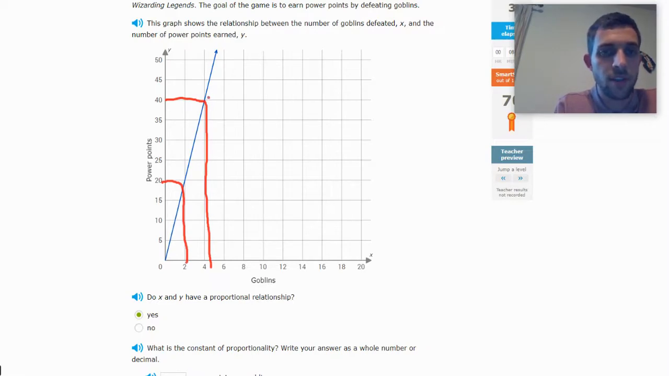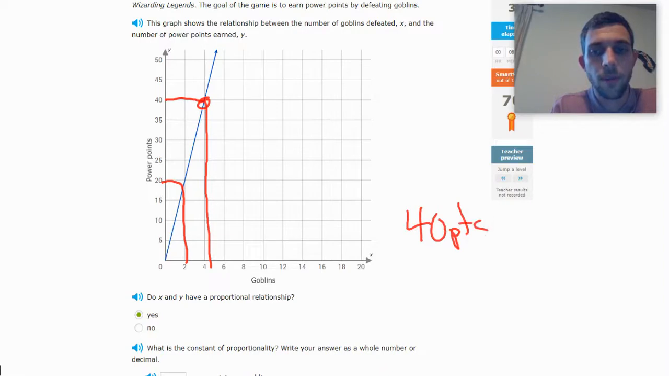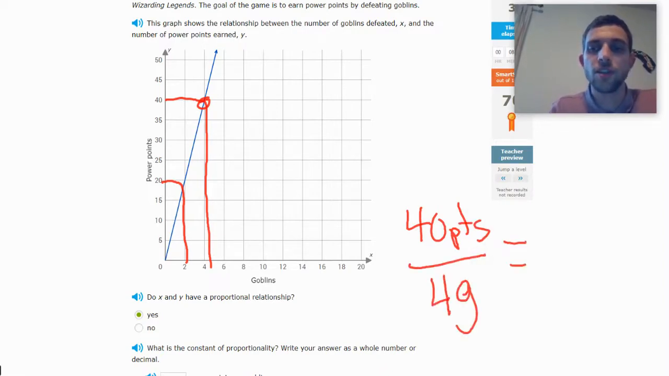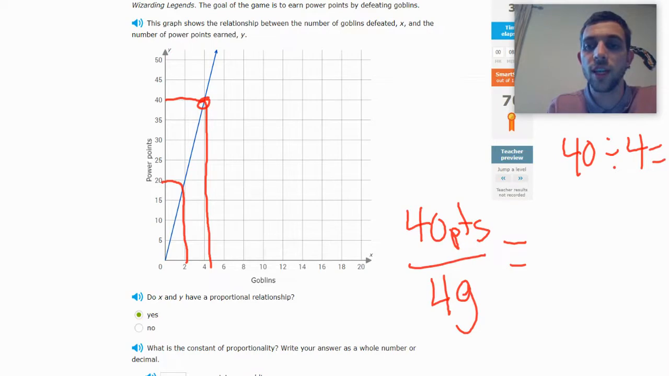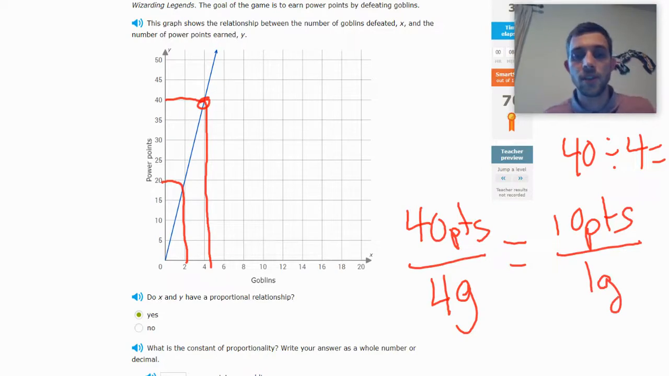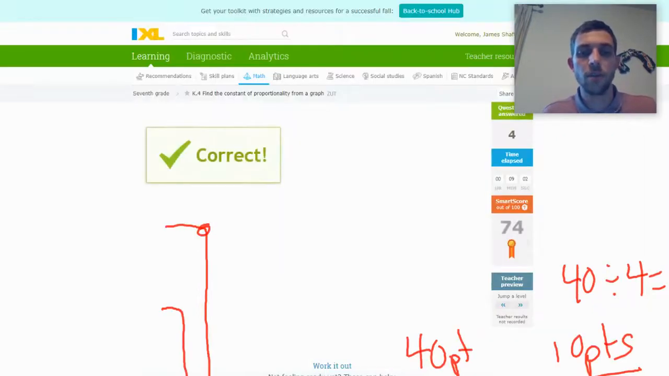So, I'm going to use this point. So, that's 40 points per 4 goblins. And so then I'm going to take 40 divided by 4, and this will give me 10. So I get 10 points per 1 goblin. And so now I know that the points per goblin is 10 points per goblin.